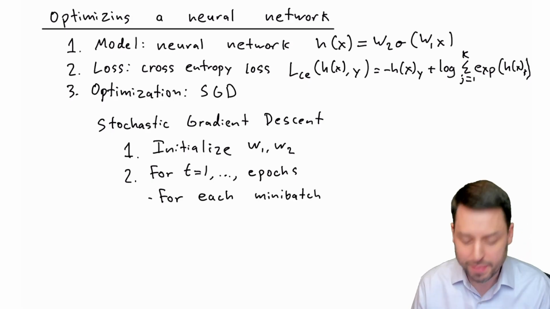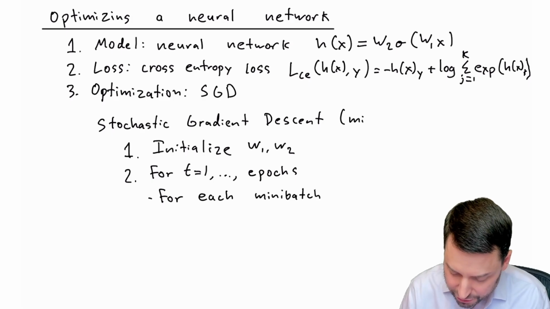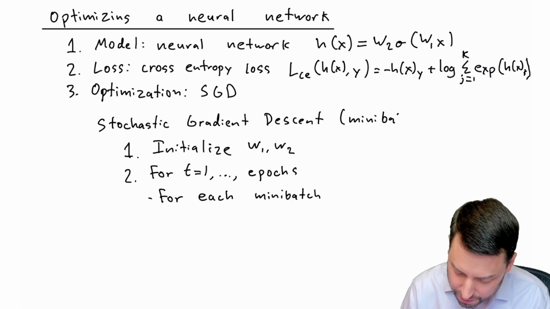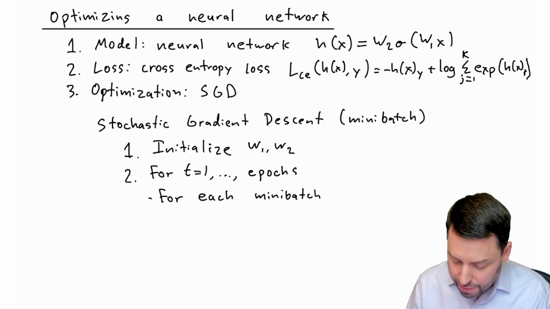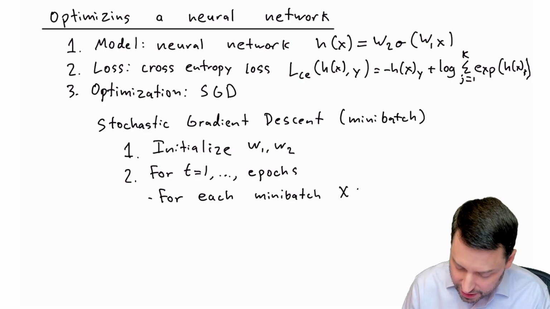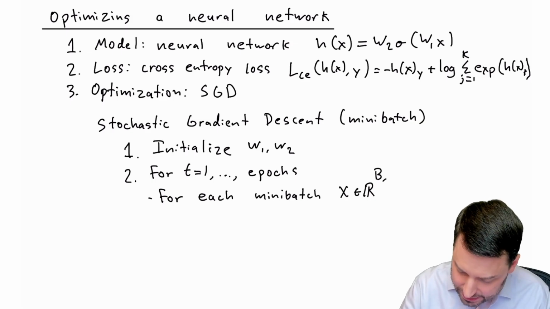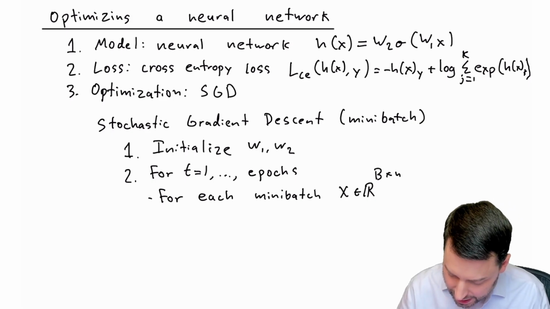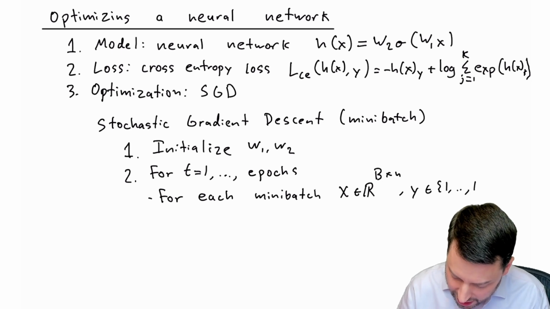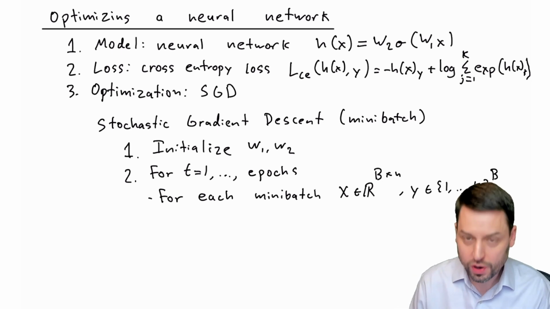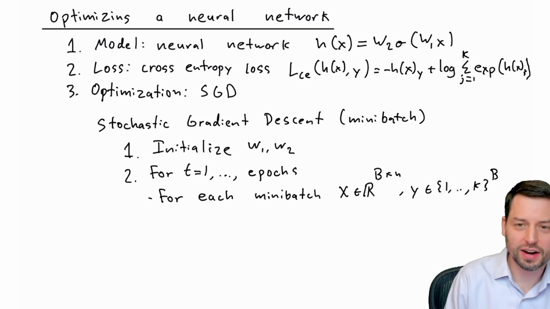This is the mini batch version of SGD. For each mini batch, x we define this as b by n, and the true y, which has values 1 to k, and it has b of these in the batch. We're going to form, oops, I'm kind of cutting off the text there.